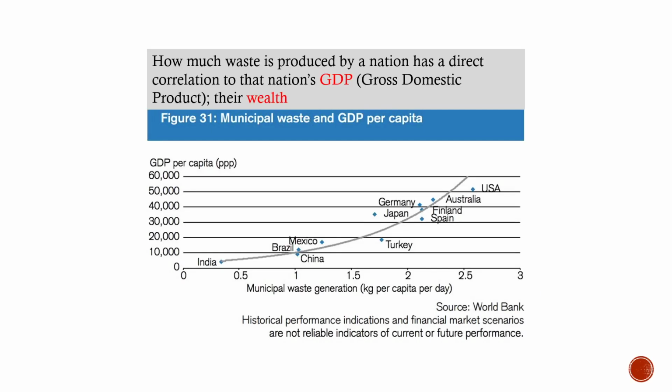So, the amount of waste that's produced by a nation has a direct correlation with the GDP, which is gross domestic product, which can essentially be the wealth of a country. So, municipal waste generation on this graph, you can see the correlation here. As you have more wealthy GDPs, more wealthy countries, that's the y-axis, you're going to see higher amounts of municipal waste. And this comes from the World Bank.